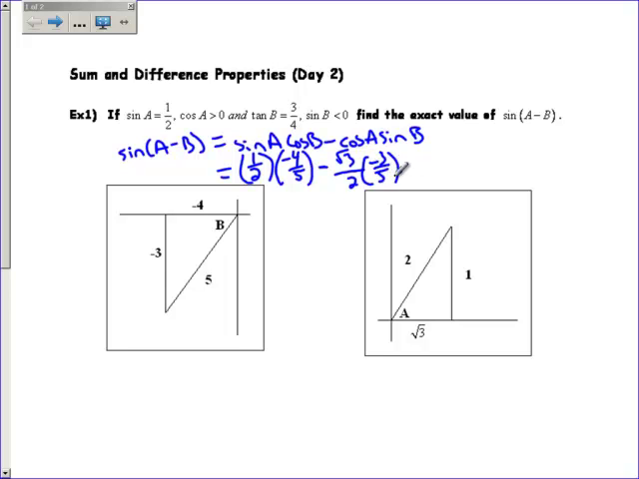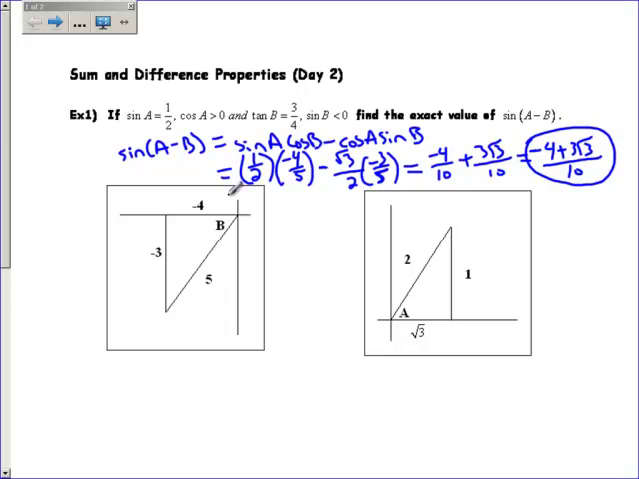Alright, so now we get to do some fraction work. And if you don't know this, when you multiply fractions, you multiply straight across. So it's the top times the top and the bottom times the bottom. So this works out to be -4/10 plus 3 radical 3 over 10. We have the same denominator, so this answer is (-4 plus 3 radical 3)/10. And that is the sine of A minus B.